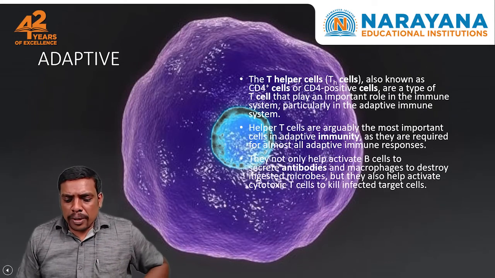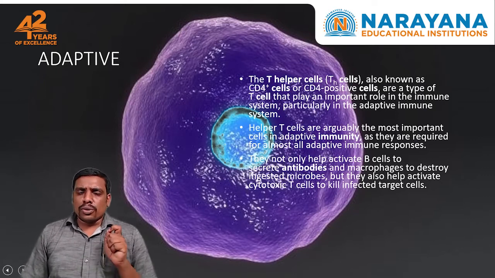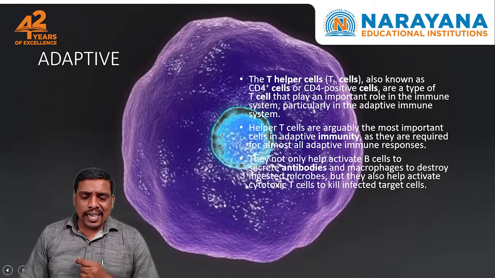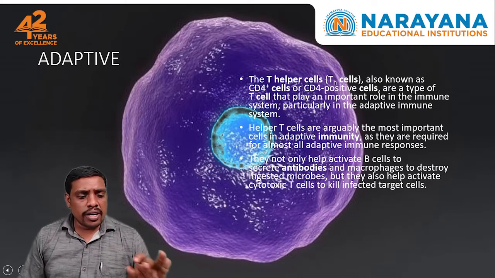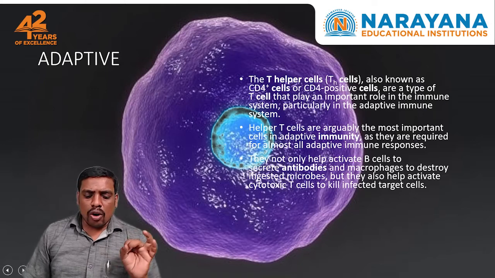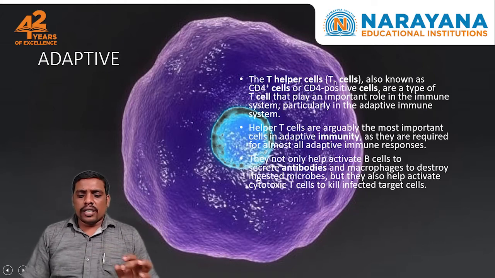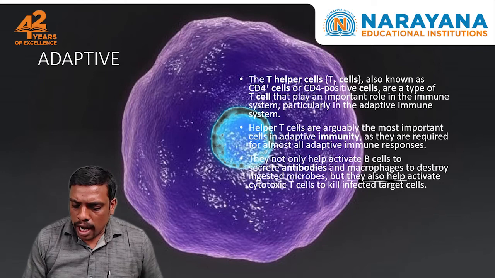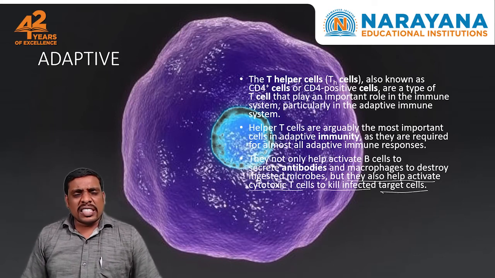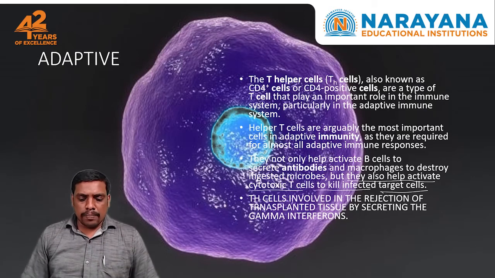The TH cells are also involved in activating B cells or B lymphocytes during growth and development. That is also one of the important functions. Even macrophages at the tissue level are activated by the action of cells like T helper cells and T cytotoxic cells. One important point is they also help to activate cytotoxic cells to kill infected target cells. The infected target cells are killed by the cytotoxic cells upon initiation by the T helper cells.